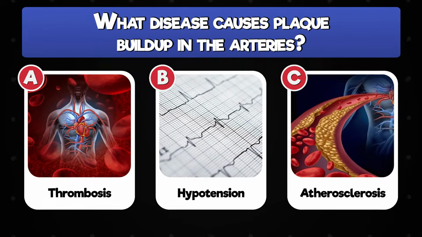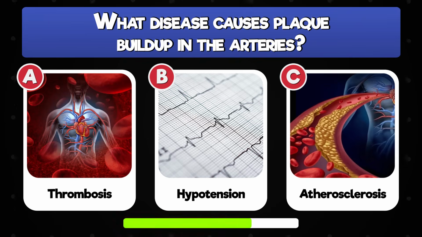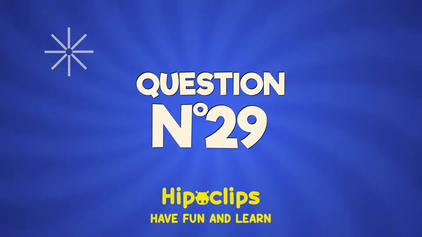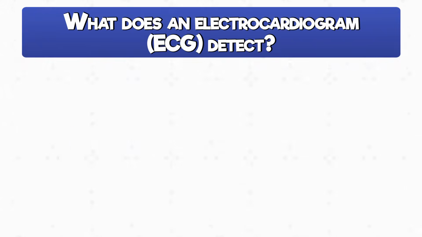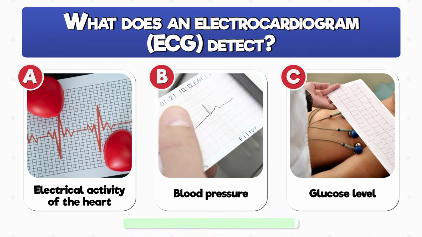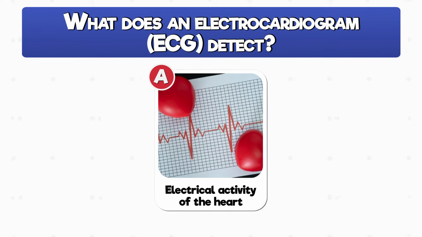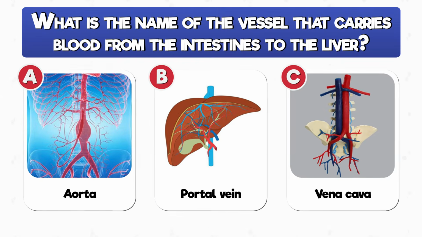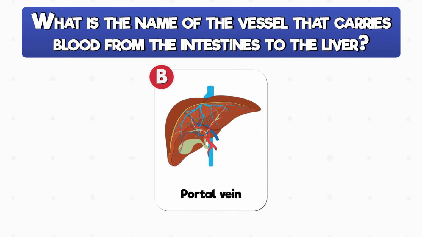What disease causes plaque buildup in the arteries? Atherosclerosis. What does an electrocardiogram detect? Electrical activity of the heart. What is the name of the vessel that carries blood from the intestines to the liver? Portal vein.